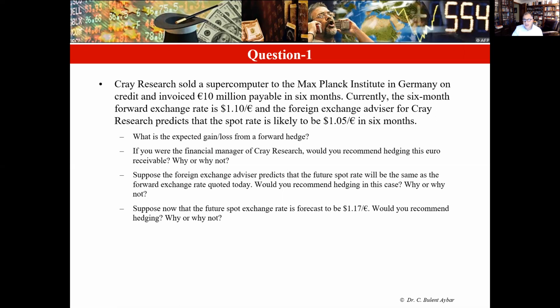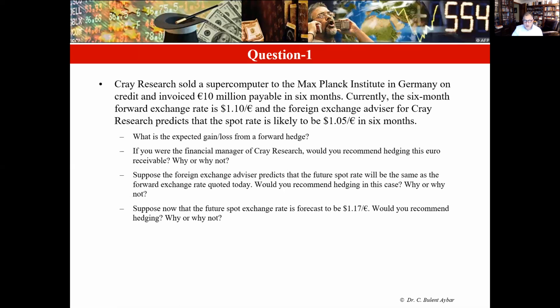However, the prevailing forward exchange rate is 1.10 per euro. So the company actually, by getting into a forward rate, can clear $11,000,000. So given this, what is the expected gain or loss from a forward hedge? That is, if we enter into a forward contract, and if the expected spot price transpires, will there be a forward gain or loss?